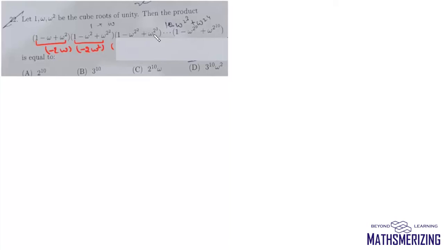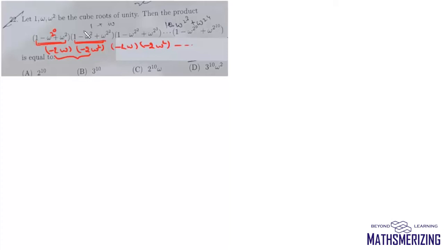And this is omega to the power 8, which is omega square. So it will be same as this first expression. And the next one will be same as this second expression. So again, we'll get minus 2 omega square. And we'll continue getting these same pairs.